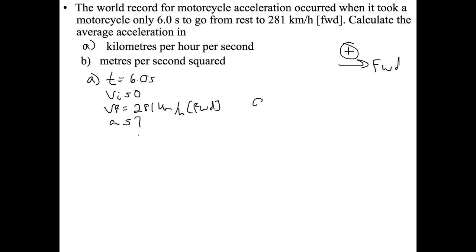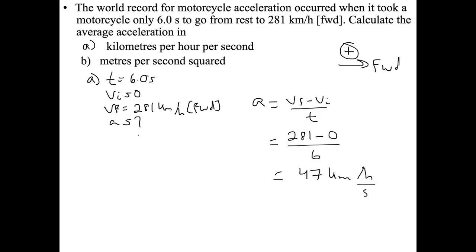Now we know our equation. Acceleration is going to equal VF minus VI over t. We plug our numbers in. We get a VF of 281 minus 0, divided by 6, and our acceleration is 47 kilometers per hour per second. And this needs a direction since this is a vector quantity, so we would say in the forward direction.